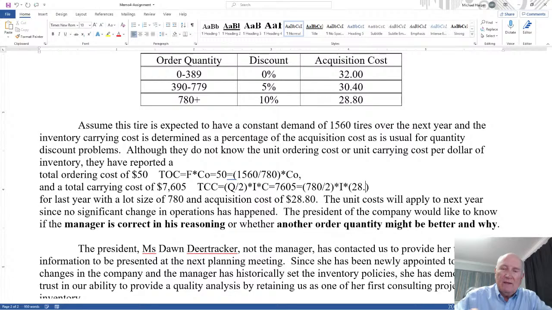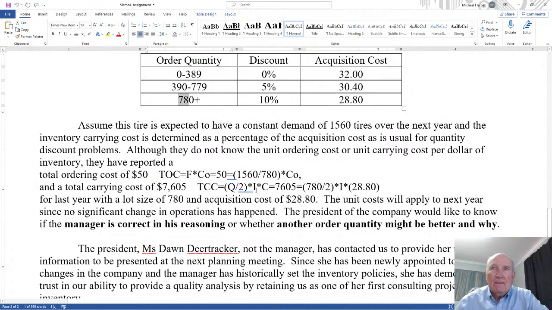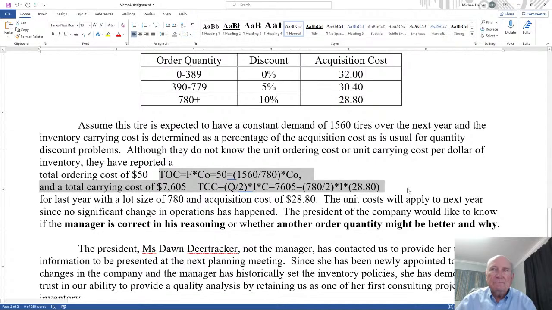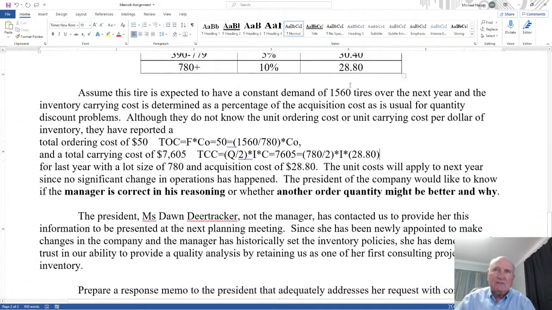2880. Okay, so I put Q in there. There we go, I need to get these numbers right. Q over 2, Q is 780. I is what we're trying to find. And C here is the acquisition cost, which is 2880. Okay, I got the numbers right. And so there we go. And then from this, we go through the quantity discount problem to solve it. So let's solve it together.